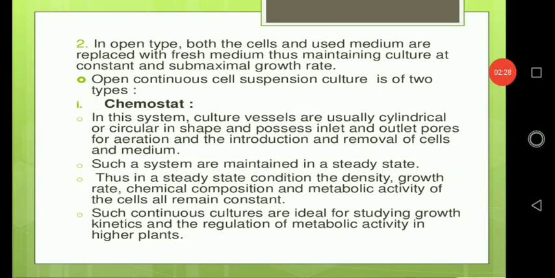In the chemostat system, culture vessels are usually cylindrical or circular in shape, and they have inlets and outlets for cells, nutrient medium, and air. In this method, there is continuous removal of nutrients, cells, and air, but also continuous addition of air, nutrients, and cells. Thus, the whole system is maintained at a constant growth phase. The density, growth rate, chemical composition, and metabolic activity of all the cells remain constant. Such a continuous culture is ideal for studying growth kinetics and regulation of metabolic activity.